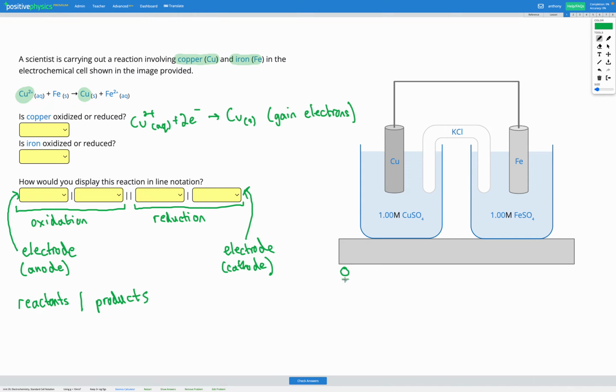Remember, we have OIL RIG, which helps us remember that oxidation is loss of electrons and reduction is gain of electrons. So in this case, for copper, we're gaining electrons. Gain of electrons is reduction. So copper is reduced.